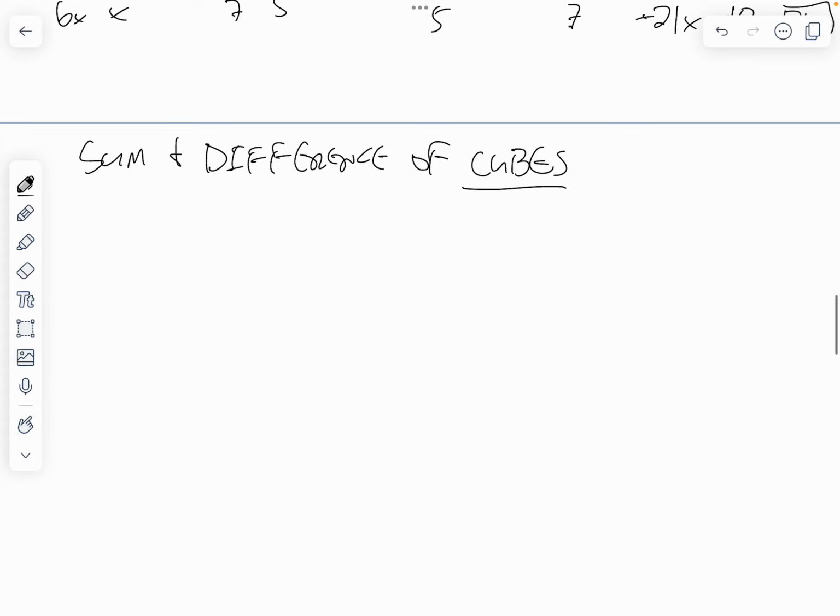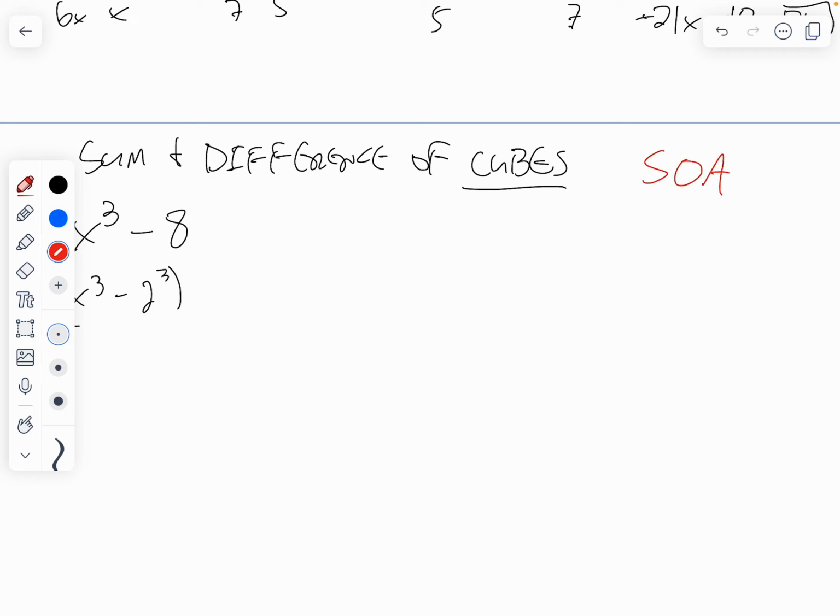What does that mean? That means if you have something like x cubed minus 8, right? Something like that. This is a difference of cubes because it's x cubed minus 2 cubed, right? This is a difference of cubes. And when you have a difference of cubes, you always factor it the same way. And what I want you to remember is the acronym SOAP. S-O-A-P. SOAP is how you factor a sum or a difference of cubes, and I'll show you what that means.